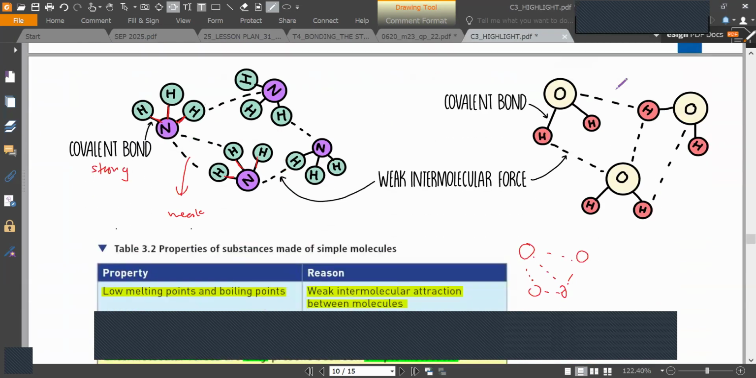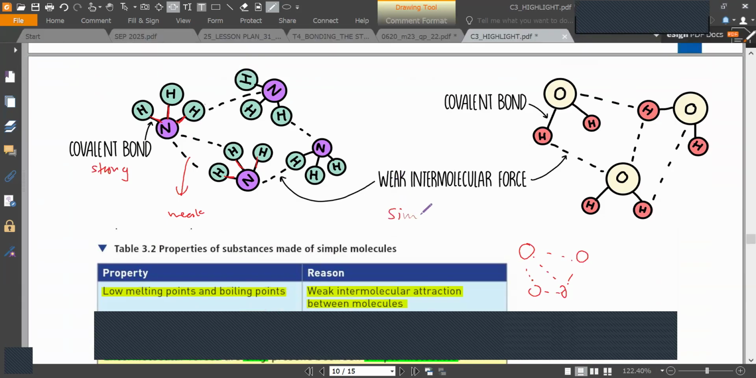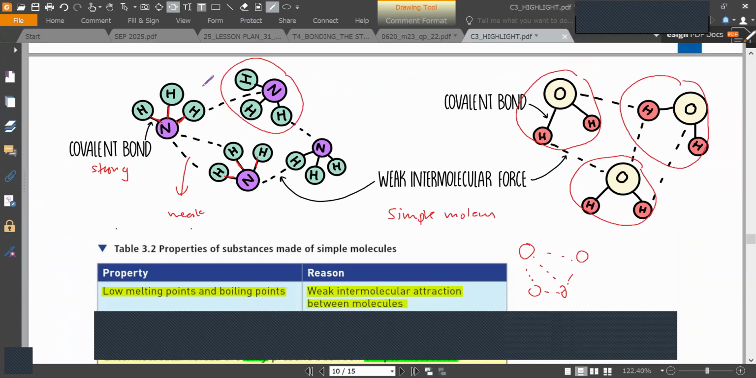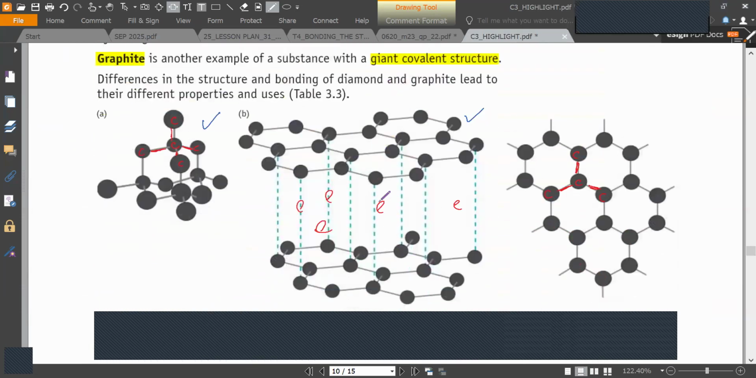These ones are simple molecule. The molecules are quite small, only 3 atoms. This is simple molecule, only 4 atoms. These are small molecules, simple molecule. This is giant molecule, because one molecule can make up of millions of atoms, lots and lots of atoms.